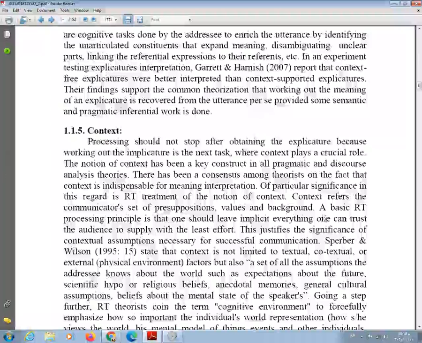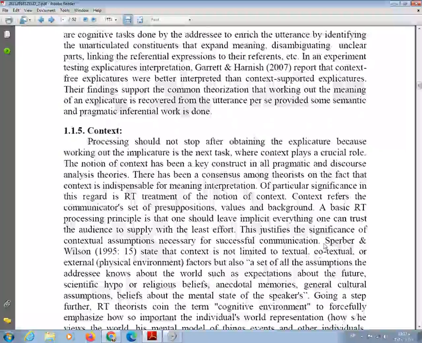A basic RT processing principle is that one should leave implicit everything one can trust the audience to supply with the least effort. You, as a communicator, don't have to say everything. You leave gaps for listeners and your audience to supply on their own with the least effort. This is the beauty of human communication. It justifies the significance of contextual assumptions, which are necessary for successful communication. So how can the audience fill these communicative gaps that you leave as speakers? It's through using contextual effects and contextual elements.